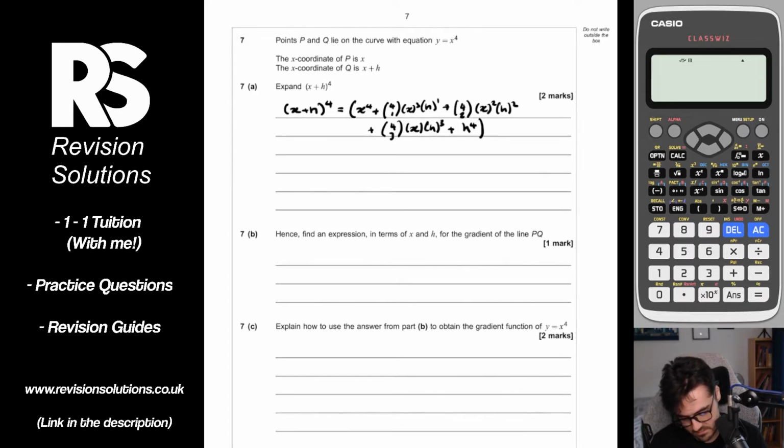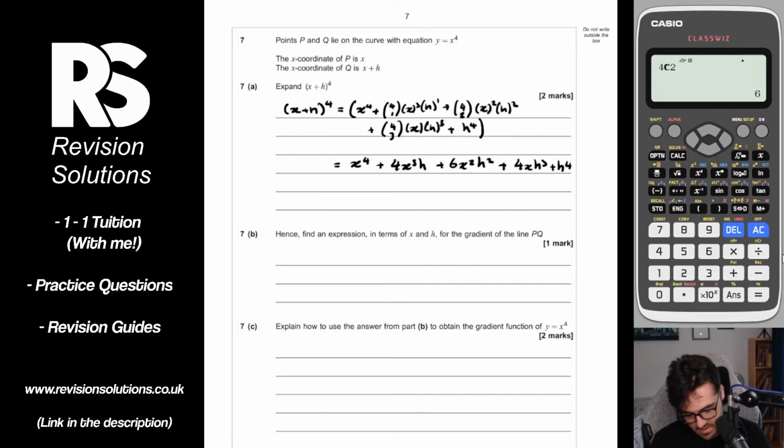Then if we simplify that down, we would have x to the 4, 4 choose 1 is just 4, so 4 times x cubed times h, so that's 4x cubed h. 4 choose 2, I will quickly check on my calculator. 4 choose 2 is 6. So we'd have 6x squared h squared. 4 choose 3 is 4 again. So that's going to be 4x h cubed, and then the last term is still just h to the 4.